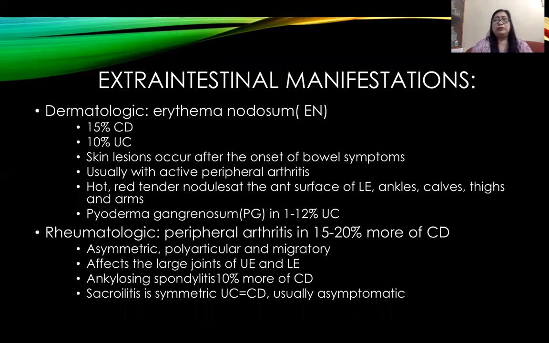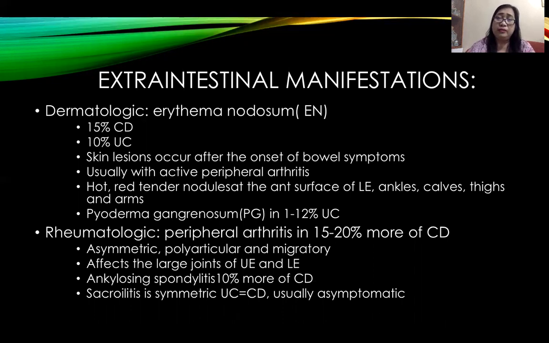Now, let's go to the extraintestinal manifestations of your IBDs. They may present as erythema nodosum, okay? In 15% of Crohn's disease, while 10% in ulcerative colitis. Usually, this is presented with active peripheral arthritis. What you see are hot, red, tender nodules at the anterior surface of your lower extremities, which may be seen on your ankles, calves, thighs, and arms.